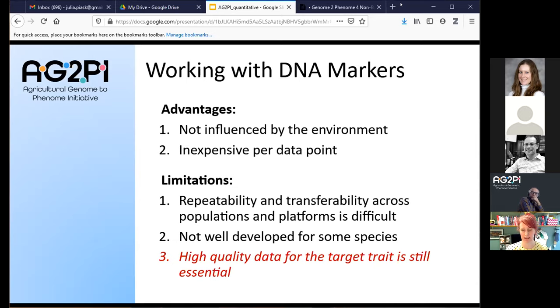Some of the problems, though, is that when DNA markers are discovered, it can be difficult to use those markers in other populations or even in other research programs, or nowadays on other platforms that can be used to generate and detect DNA-based markers. Lots of crop species don't have many markers developed for them. It takes money and effort to do that, and there's lots of crops that fall under the category of orphan crops. And I'm sure it's the same with agricultural animals as well. And regardless, high-quality phenotypic data is nevertheless essential, and that can never be skipped over. And it is very expensive to gather.